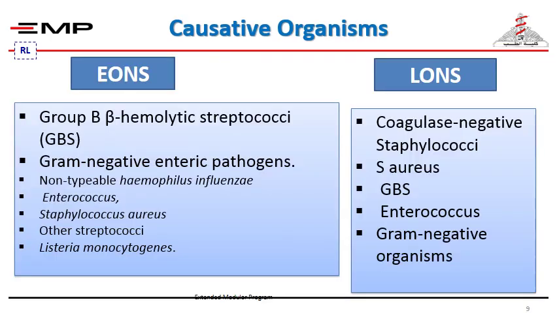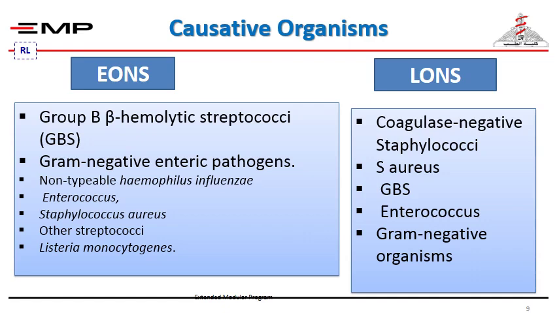Identifying the common pathogen that causes sepsis in relation to the timing of the onset makes it easier to choose the starting antibiotics. Early onset infection is more often caused by group B beta hemolytic streptococci, GBS, and gram-negative enteric pathogens, most commonly E. coli. Other organisms to consider are non-typable Haemophilus influenzae, Enterococcus, Staphylococcus aureus, other streptococci, and Listeria monocytogenes.